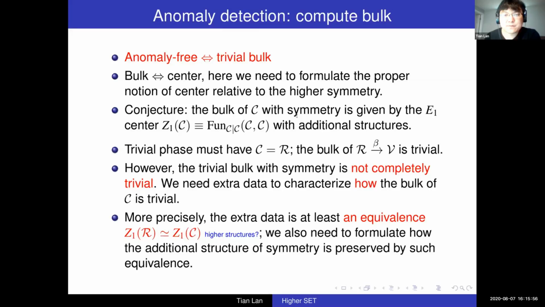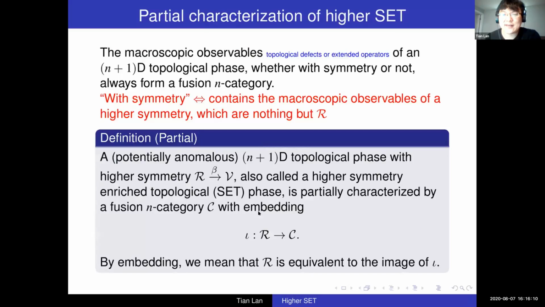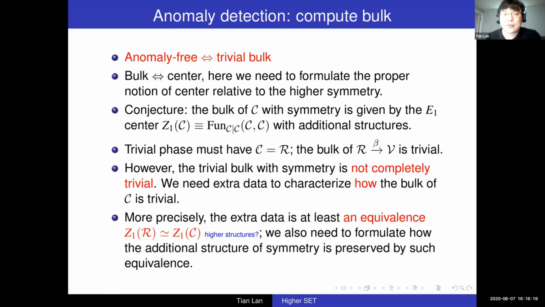So to begin with, we consider the trivial phase. What is a trivial bulk? It must be the bulk of the trivial phase, and for the trivial phase, at least this embedding is the identity functor. So for the trivial phase we have C equals R, and then the bulk of R should be somehow trivial. Then comes the question. The bulk of R, Z(R), we see it is trivial, but it's not completely trivial.